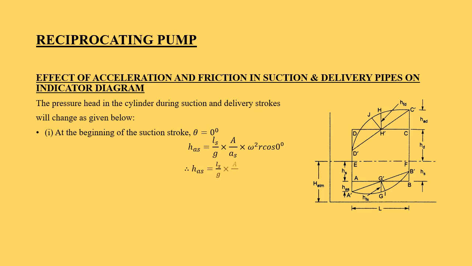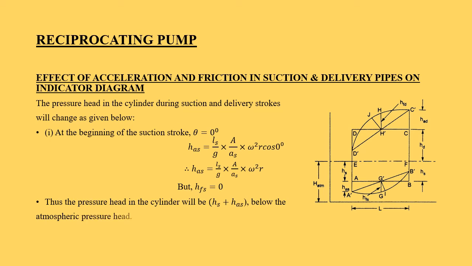So we can rewrite the equation as HAS is equal to Ls by g into capital A by small as into omega square r. But HFS is equal to 0, where HFS is the pressure head lost in friction in the suction pipe. So the pressure head in the cylinder will be HS plus HAS below the atmospheric pressure head.